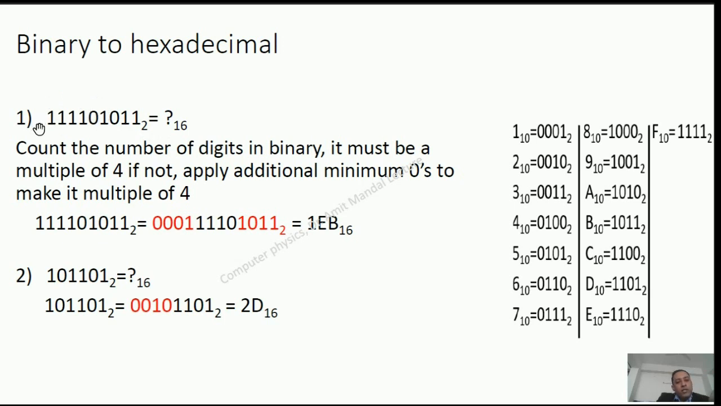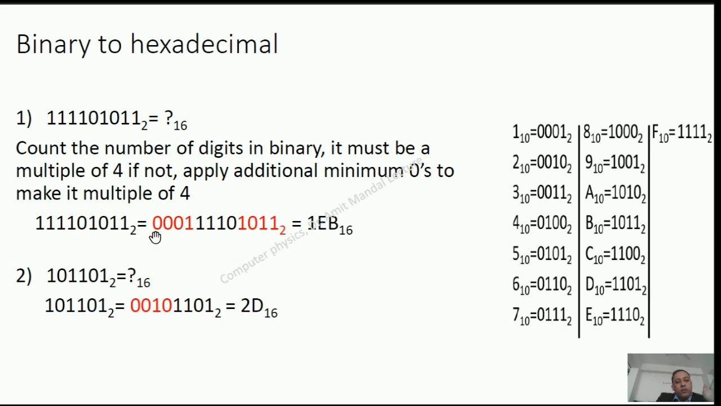For example, if I add three zeros to this number on the left hand side, the value will remain the same. However, the count will be a multiple of 4. So I have applied those three. This was the original number, with three more zeros applied. Now there are 12 bits. 12 digits are there, and 12 is a multiple of 4.